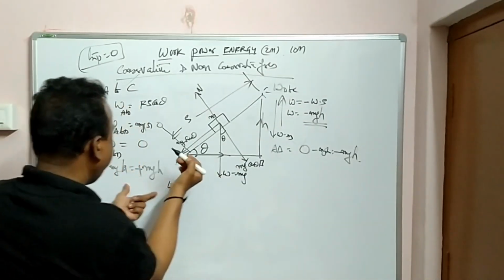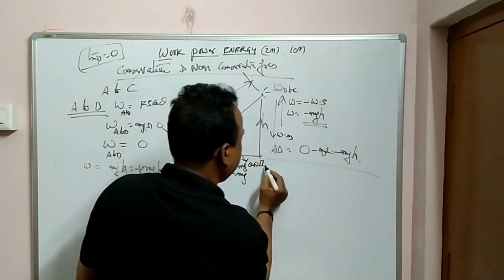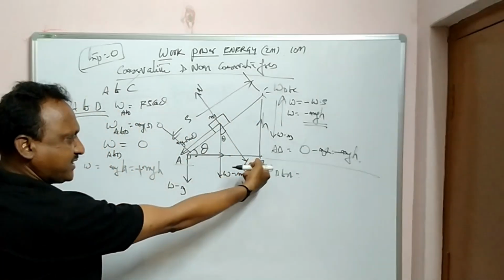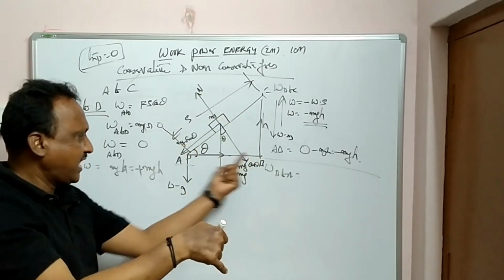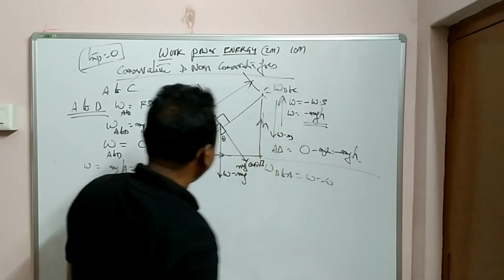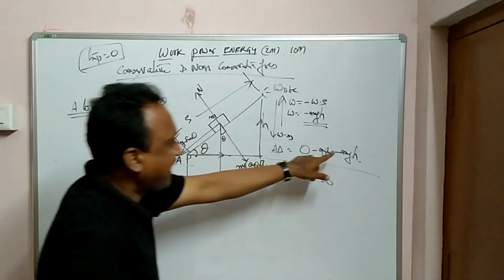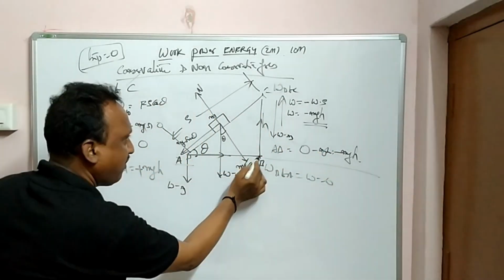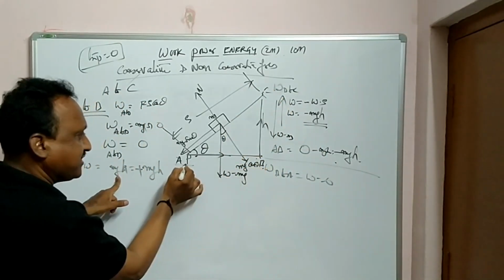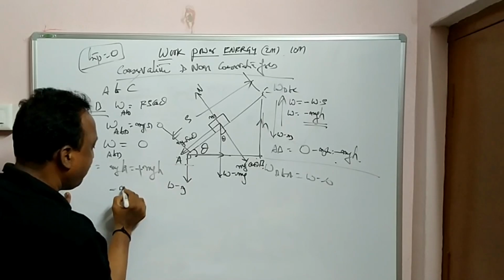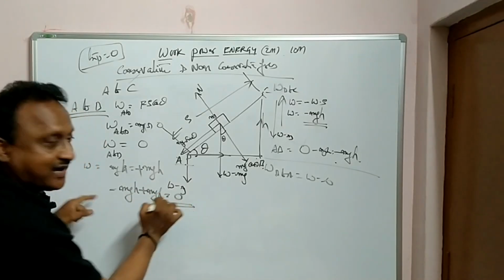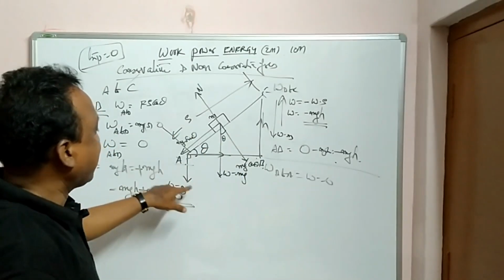Now again from B to A, work done from B to A. Again, weight acts downwards and the angle with displacement is 90 degrees. Again work done is equal to 0. So what is the total trip work done? Minus mgh, A to B 0, B to C minus mgh, C to B plus mgh, B to A 0. So what is the total work? Minus mgh plus mgh. What did we get? 0. This proves that it is a conservative force.